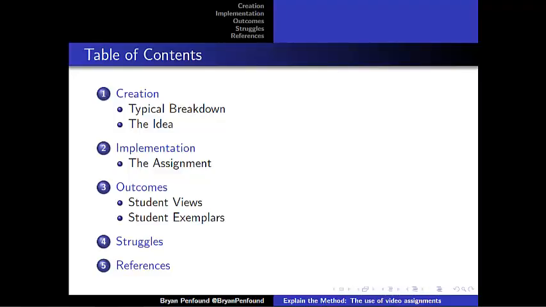In the third portion, we'll take a look at some of the outcomes. So we'll take a look at how my students viewed the Explain the Method assignment, and we'll take a look at some student exemplars as well. And then finally, I want to talk a little bit about some of the struggles from implementation of this specific assignment in my pre-service teaching class.